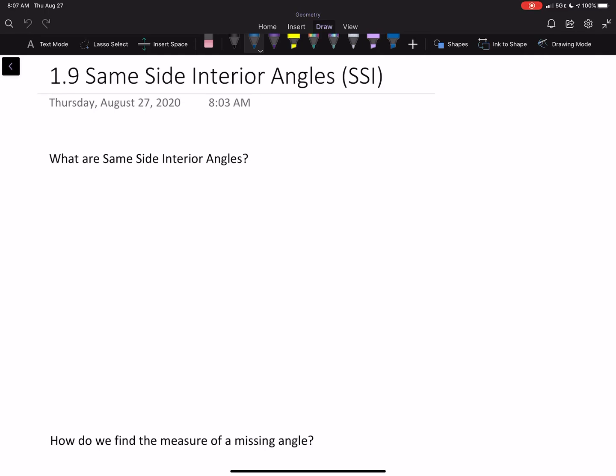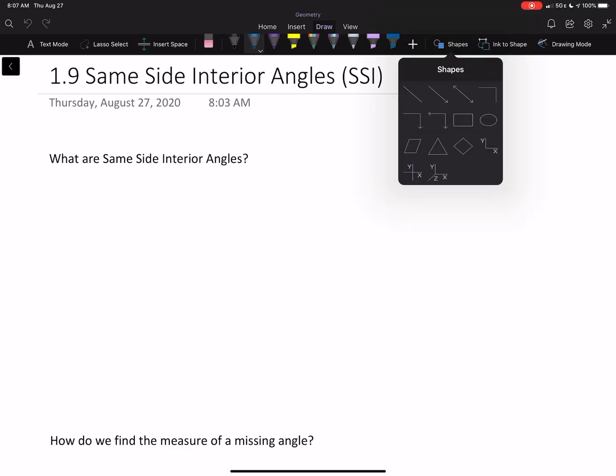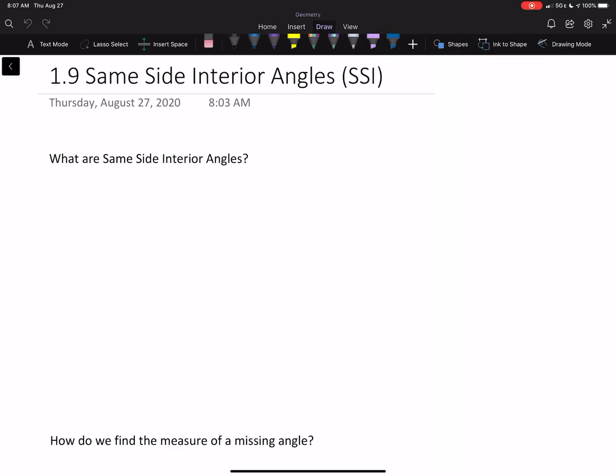Welcome to lesson 1.9, same side interior angles. So let's talk about what same side interior angles really are. So we're going to draw a pair of parallel lines.